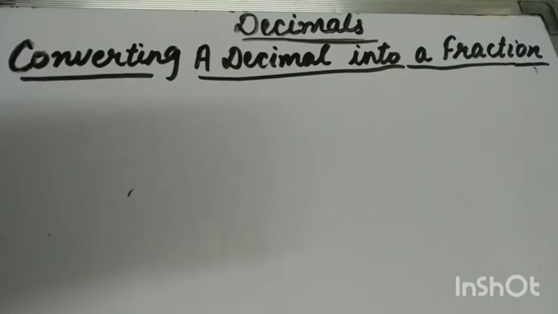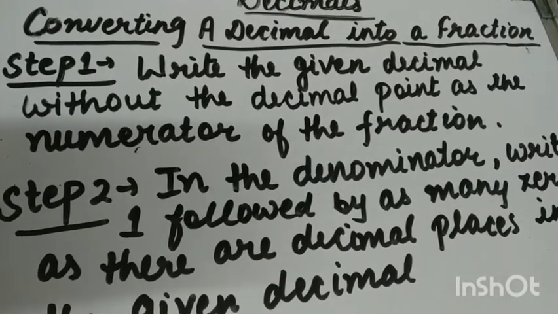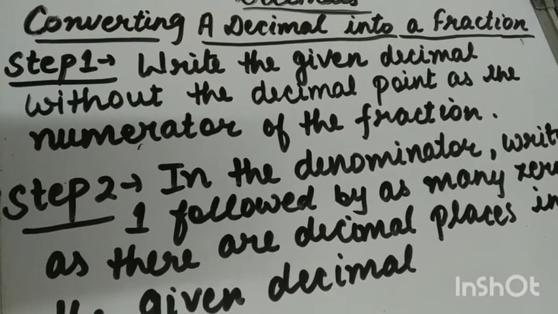Next is converting a decimal into a fraction. The first step is to write the given decimal without the decimal point as the numerator of the fraction.